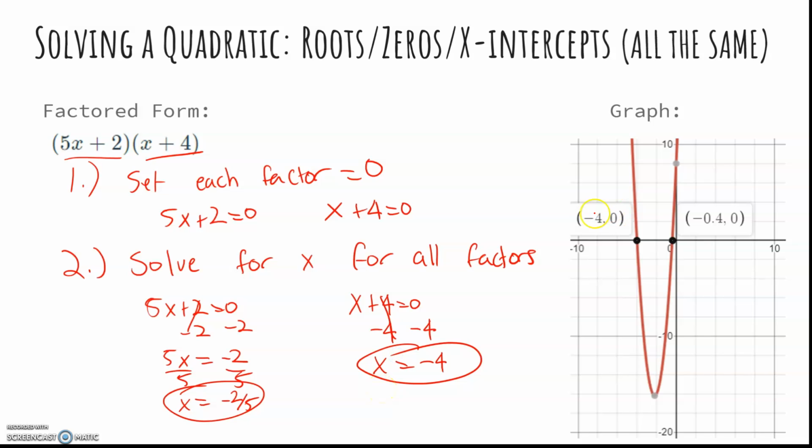And if you look over here, we write those solutions as an ordered pair, right here, where x is negative 4 and y is always 0. For instance, this one is negative 4, 0. And then negative 2 over 5 actually is negative 0.4, and y is always 0 for these answers. So that's all it is.